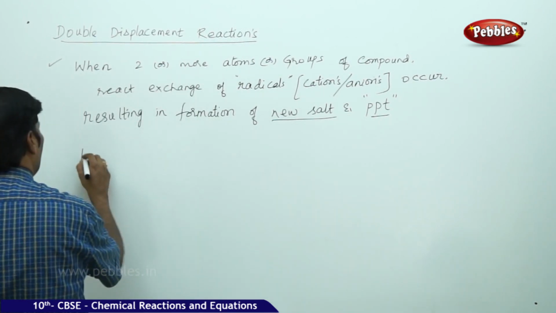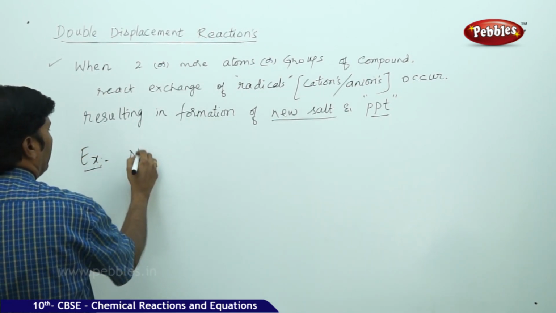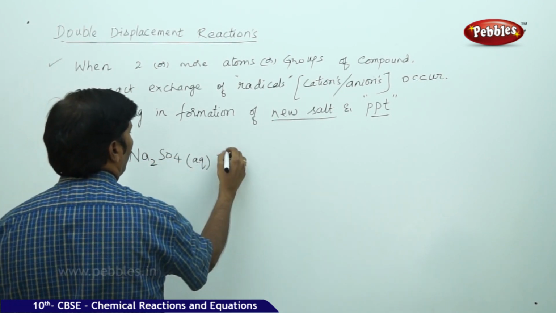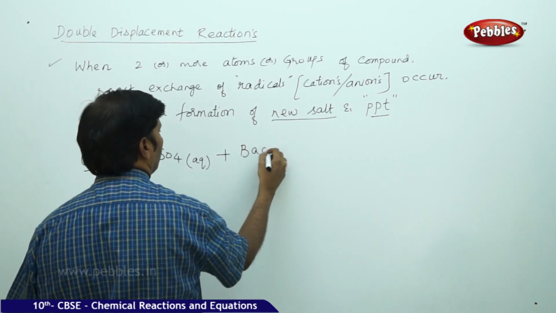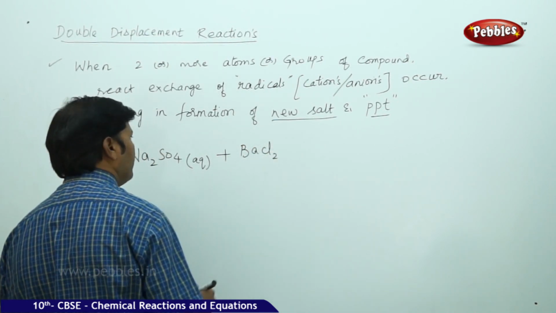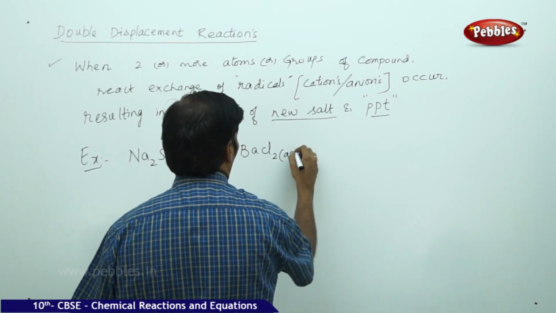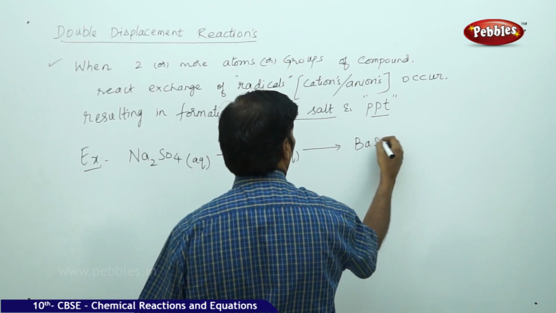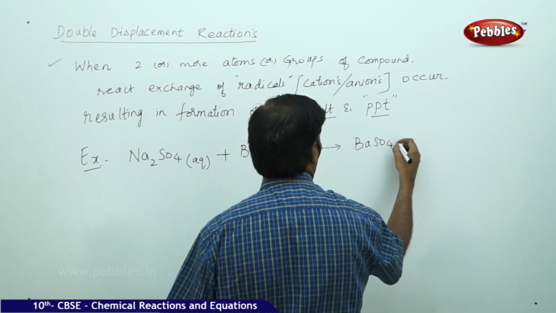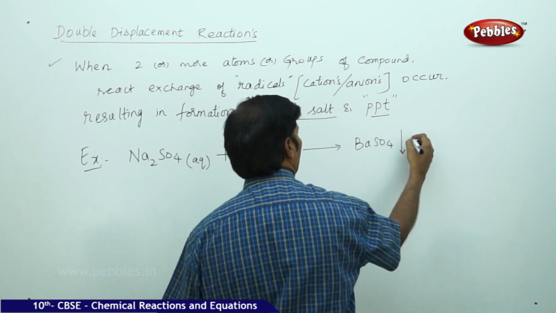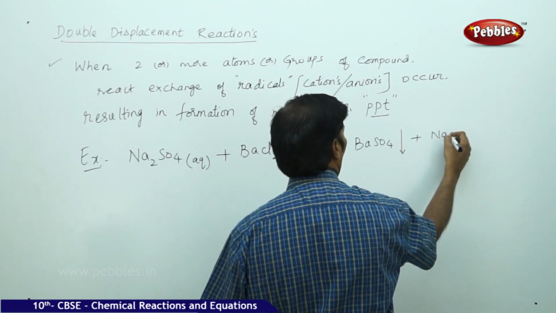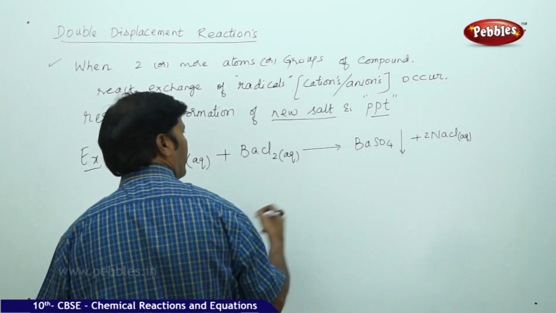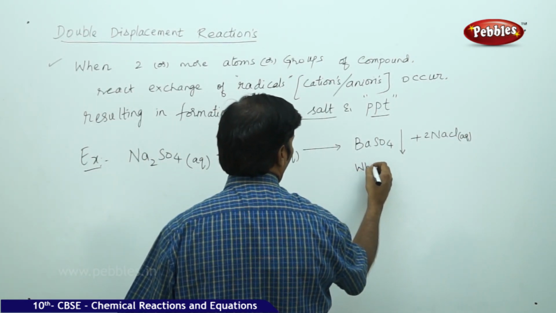Suppose, for example, we take sodium sulfate aqueous plus barium chloride aqueous, it gives barium sulfate, with a downward arrow, plus sodium chloride aqueous. So what you are noticing here is that this is a precipitate. It's a white precipitate.